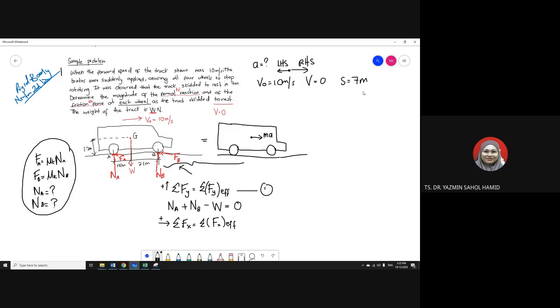What formula of the basic kinematic equations can you use? You remember the kinematic equations? Let's look back at the basic kinematic equations. You have a number of equations, right? Which formula can you use to find the acceleration? I want you to find the acceleration.